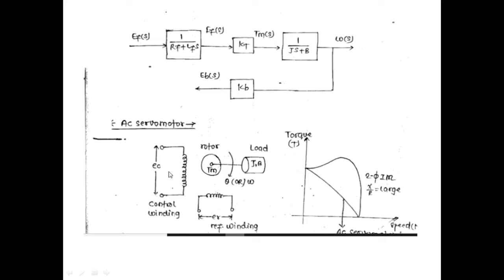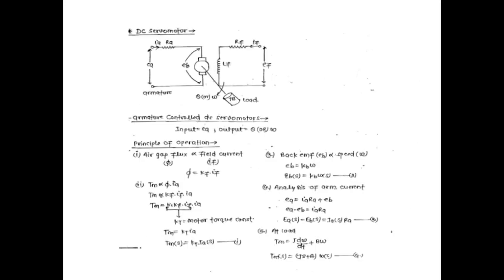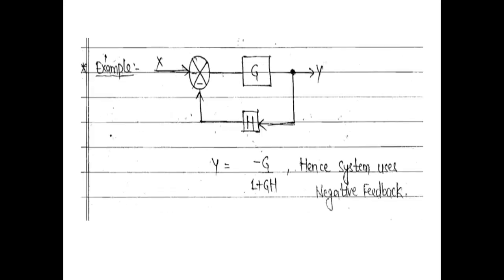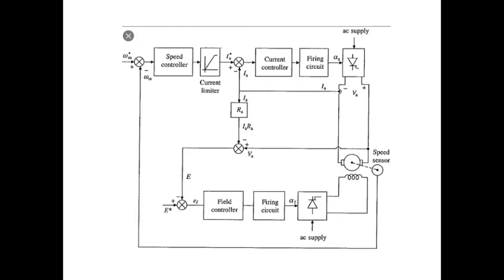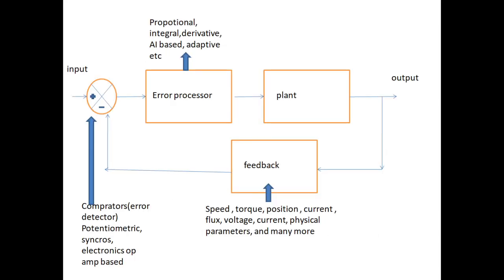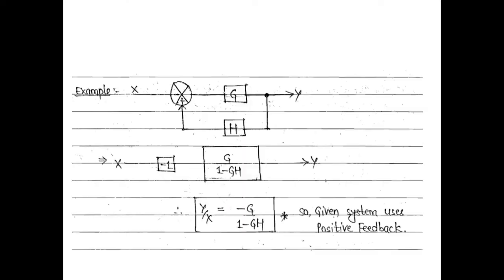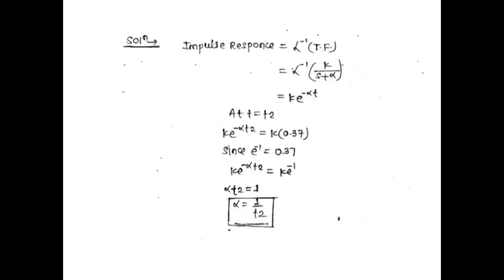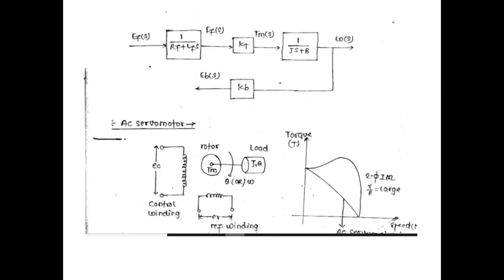Obviously, going back to the basic philosophy of control system, as you can see, a reference quantity subtracted from a feedback quantity gives the error signal, and this error signal is given to an error processor, which produces the actuating quantity that controls the plant. Now I'm going to correlate this slide with our armature controlled AC servo motor.